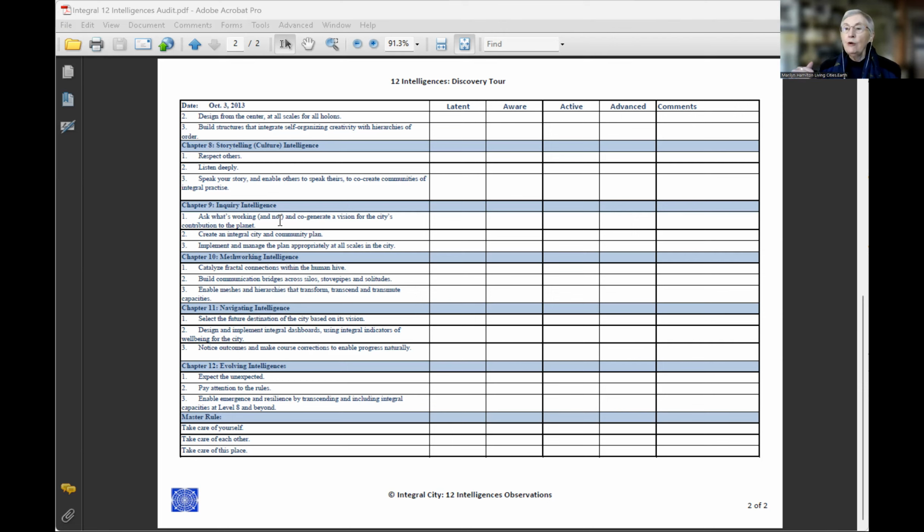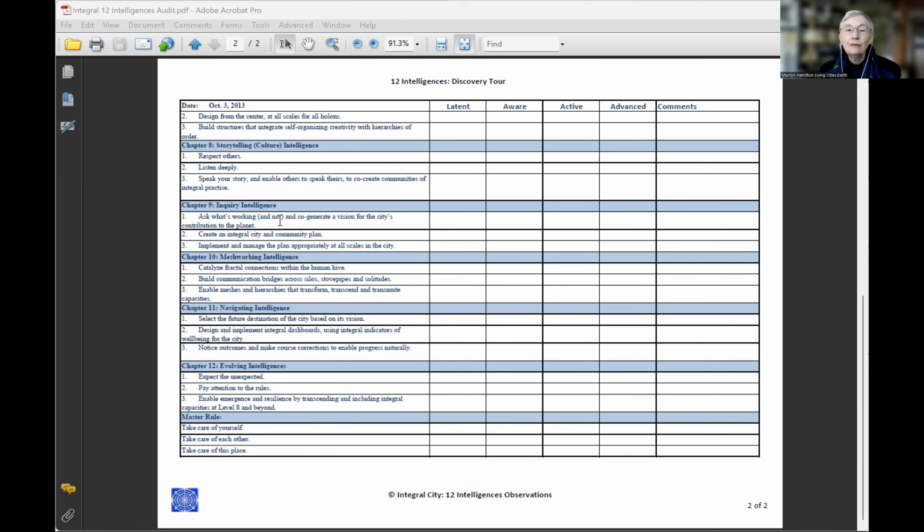And the third element is implementing and managing the plan appropriately at all scales in the city. I've already spoken before in the other intelligences about the necessity to integrate scales and holons. So an inquiry intelligence learns how to do this together. And it also, of course, must bring those other intelligences from contexting and individual and collective together to do this.